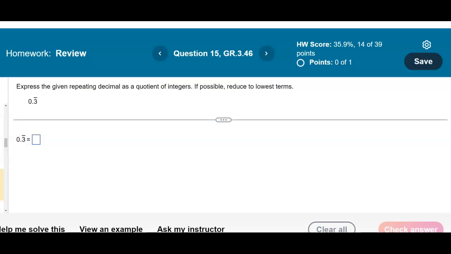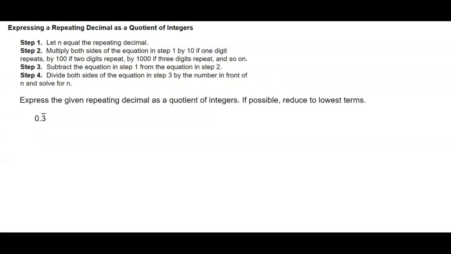In this example, it says express the given repeating decimal as a quotient of integers or as a fraction. If possible, reduce to lowest terms. In this case, we're looking at 0.3 with a line over it, which means 3 is repeating. So let's take a look here.